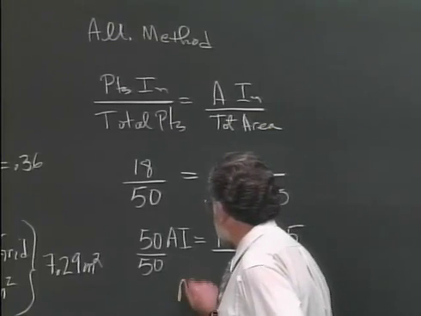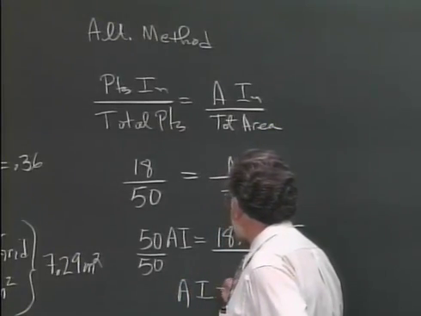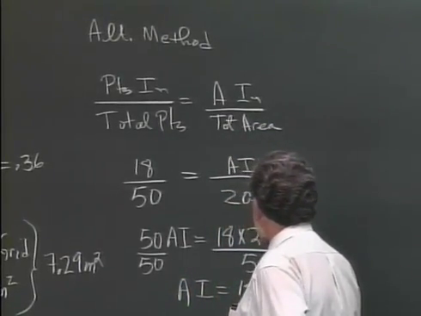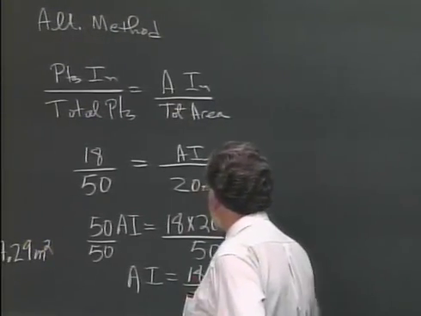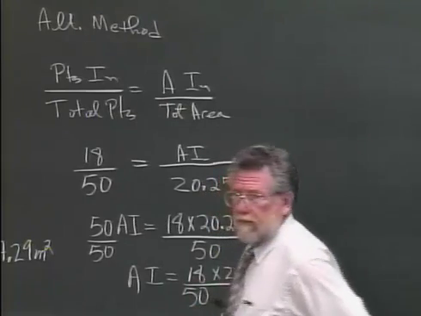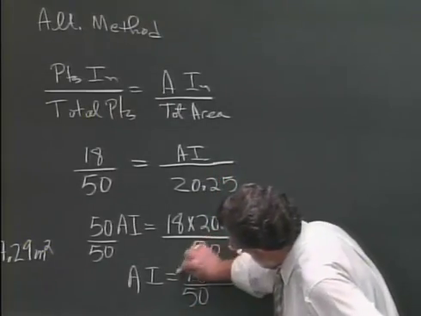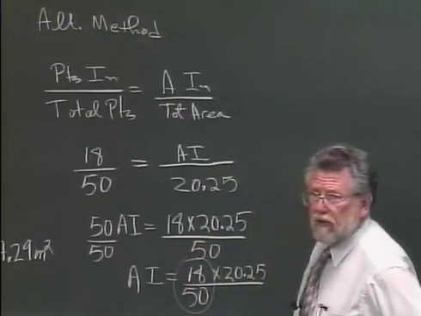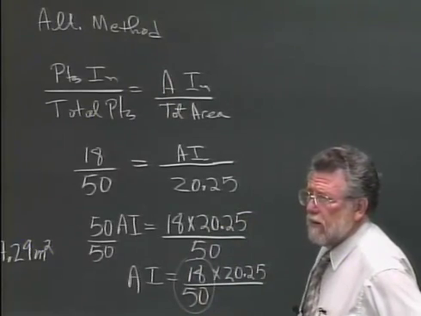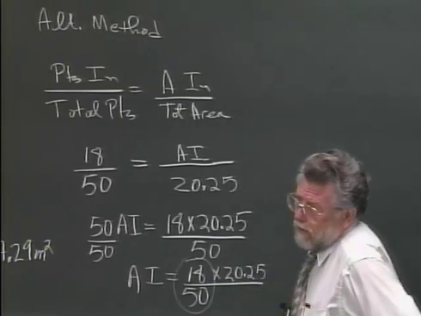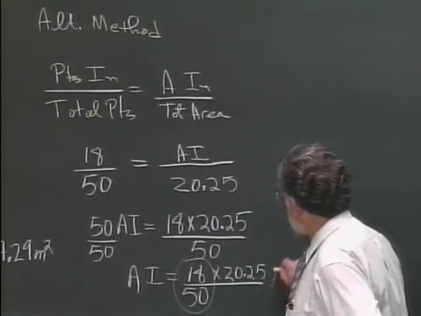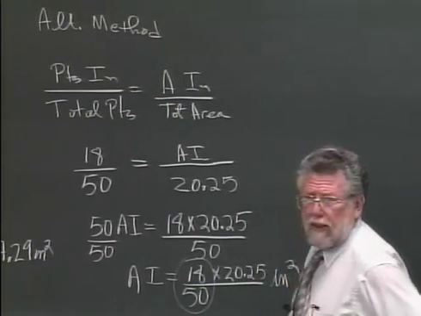So my area inside is going to be this 18 times 20.25 over 50. Now I want you to note something. This part right here, isn't that just your percent? So there's your percent times your total area. At this point, I am going to write inches squared.